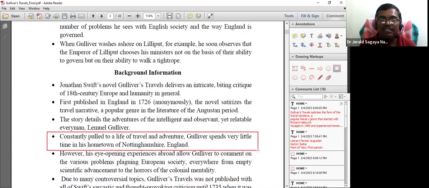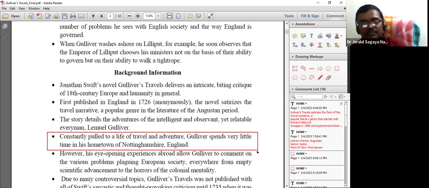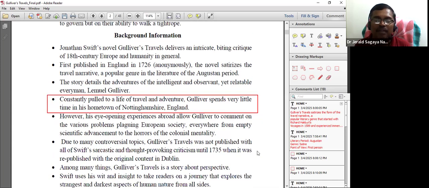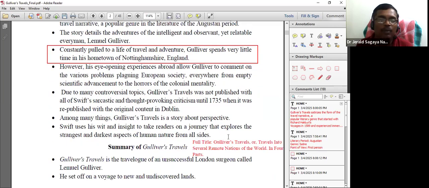And this man is quite unhappy with his life of a surgeon in his hometown of Nottinghamshire, England. So he decides to travel abroad. Then, when he travels, whatever he observed, okay, he files it in the form of a novel.